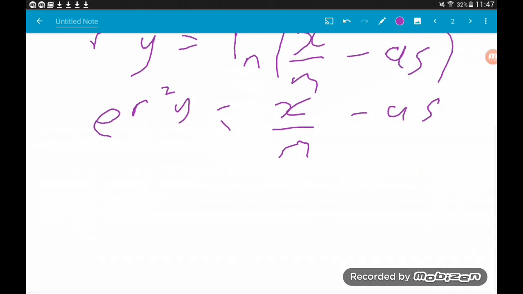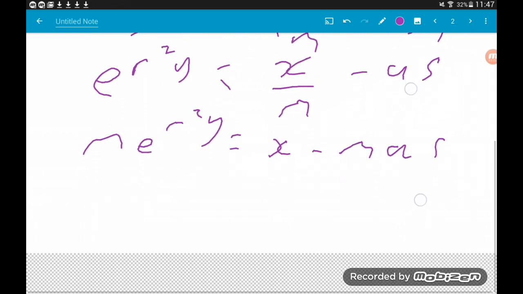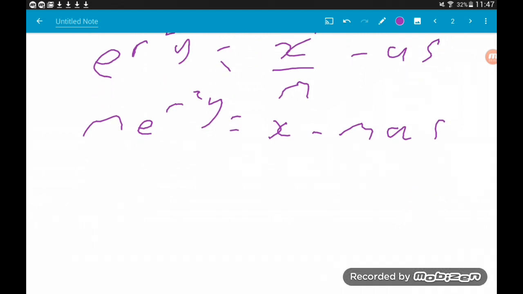Still not really looking like any type of readable message. Let's next multiply both sides by the m that is currently dividing the x. Then on the left, we're going to get m e to the r squared y equals x minus as. Hello, it's starting to look a little bit like something now. And we've got one more step.